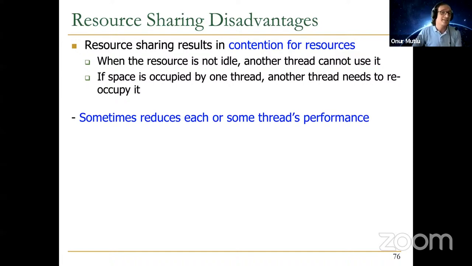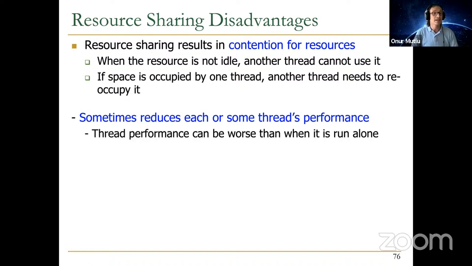So basically, a disadvantage of resource sharing is it can sometimes reduce each thread's performance, or some thread's performance, or all threads' performance, actually. Thread performance can be worse than when it's run alone. Because when you're running alone on the same system, you have the cache to yourself. But when you're running together with multiple threads, you don't have the cache to yourself. As a result, you may actually lose performance significantly because some other thread is evicting your cache blocks. So this is a big problem with resource sharing in general. So you need to somehow control the resource sharing if you don't want to run into issues like this.